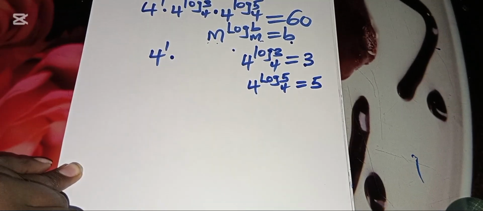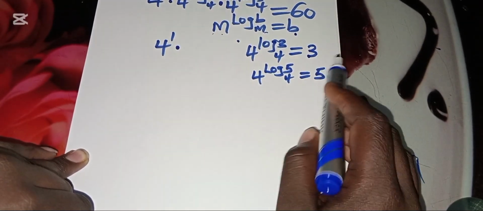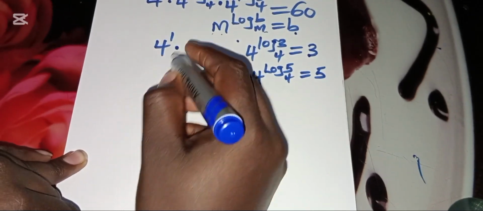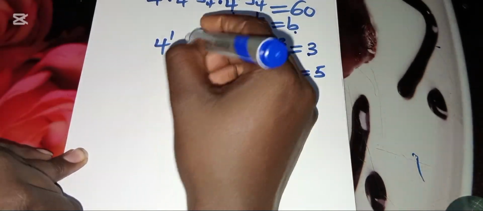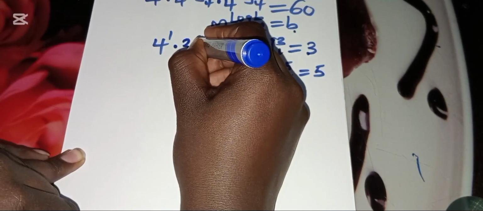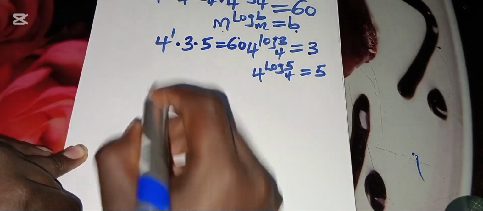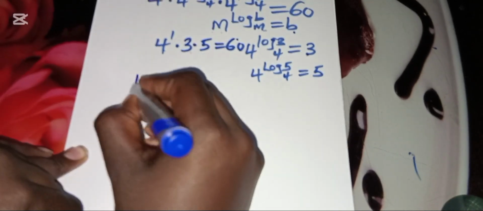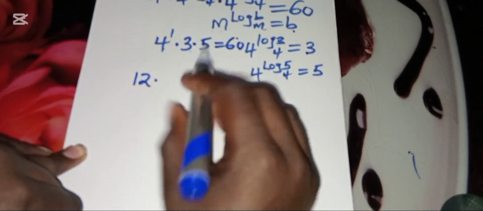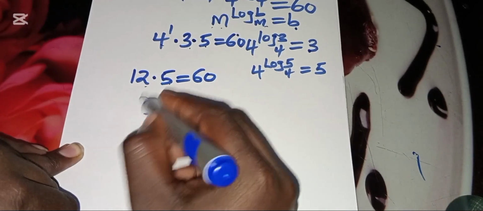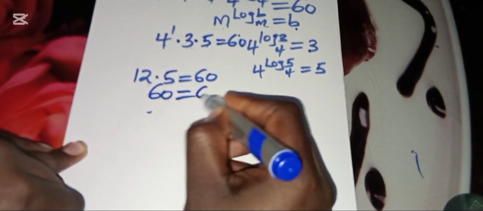So we substitute 3 and 5 back into our equation, so that we're going to have 4 raised to power 1 multiplying by 3 multiplying by 5. This is supposed to give us a value of 60. So this is 4 times 3, which is equal to 12, multiplying by 5. 12 times 5 is equal to 60, which is equal to 60.